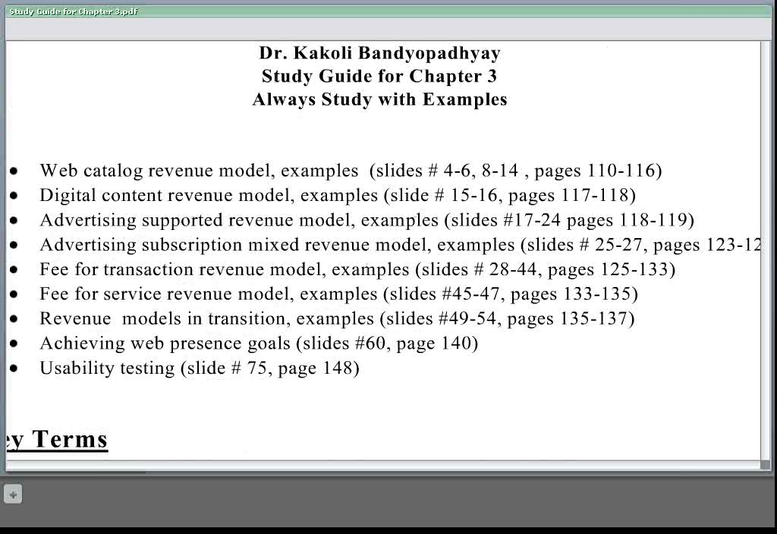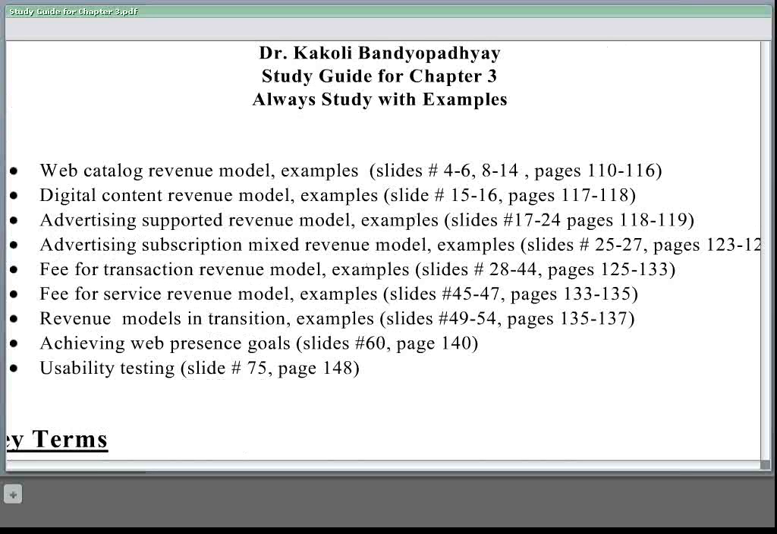Then advertising supported revenue model. An example would be television networks. Advertisement between programs, and that's how they get their cash flow. Some portals like MSN, Yahoo also use the advertising supported revenue model. Now, advertising subscription mixed revenue model. So this is a mixture, as it says here. It is subscription plus advertisement. Like the New York Times and Wall Street Journal, their revenue model is the advertising subscription mixed revenue model. So they sell subscriptions, plus they also earn from advertisement.